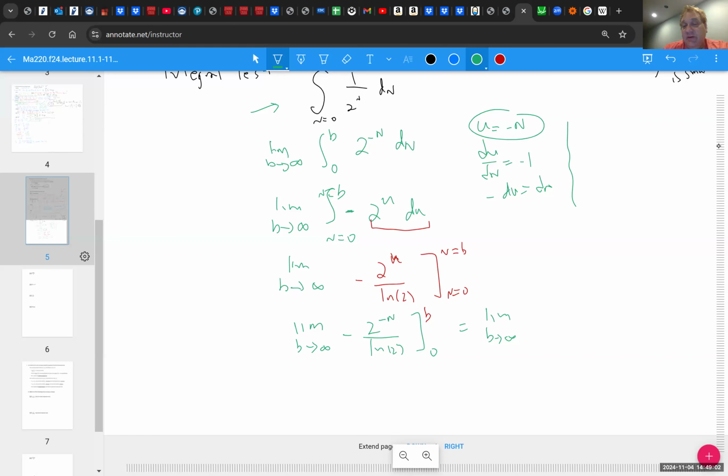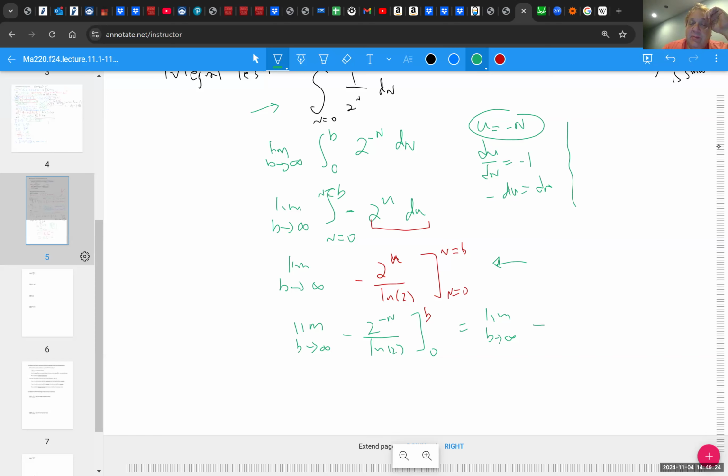The negative is still there, and now I have to plug in the values 0 to b. But remember, those are n values, n equals 0 to n equals b. I can't plug n values in for u, so I'll just put u back. Since u is negative n, I put it back as negative n. So I'm still taking the limit, going from 0 to b, and I'm just going to plug in the numbers.